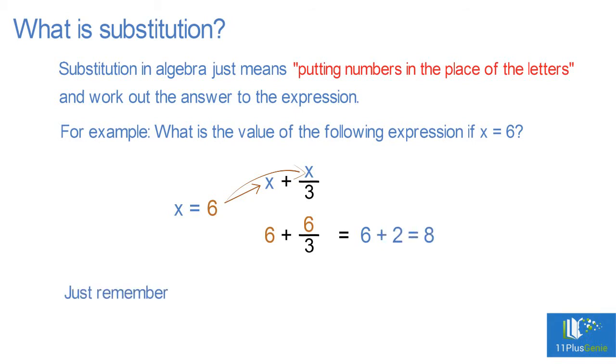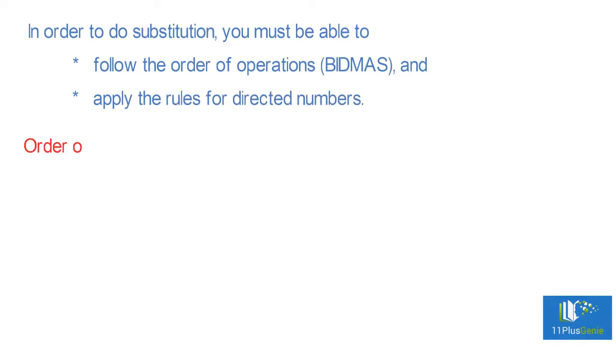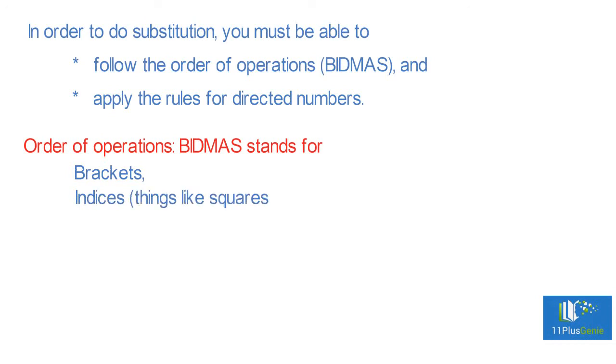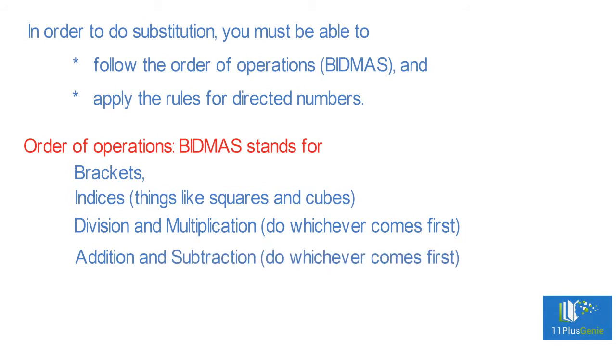Just remember, in algebra, 2a means 2 times the value of a. In order to do substitution, you must be able to follow the order of operations, BIDMAS, and to apply the rules for directed numbers. Just to recap on the above, BIDMAS stands for brackets, indices, things like squares and cubes, division and multiplication, do whichever comes first, addition and subtraction, do whichever comes first.